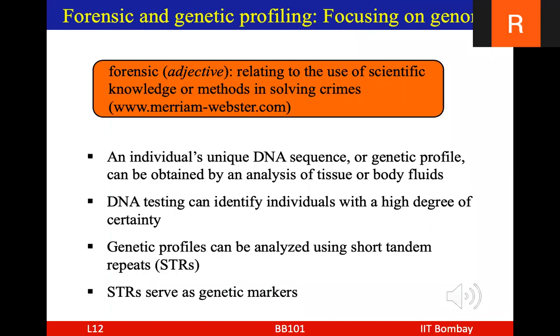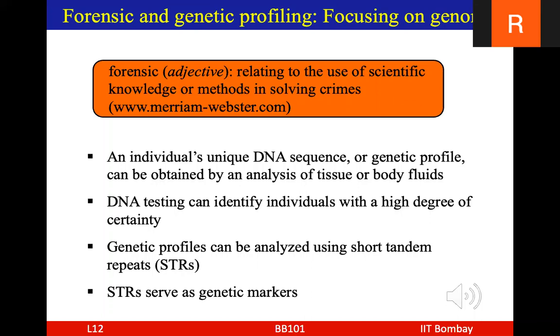Genetic profiling, or DNA sequence profiling, is generally done by obtaining a body fluid or a little bit of tissue, because the majority of body cells, except very few like RBCs, have DNA. And that DNA can be isolated from body fluids or tissues, and the DNA sequences of that body fluid can be examined. DNA testing can identify individuals with a very high degree of certainty.